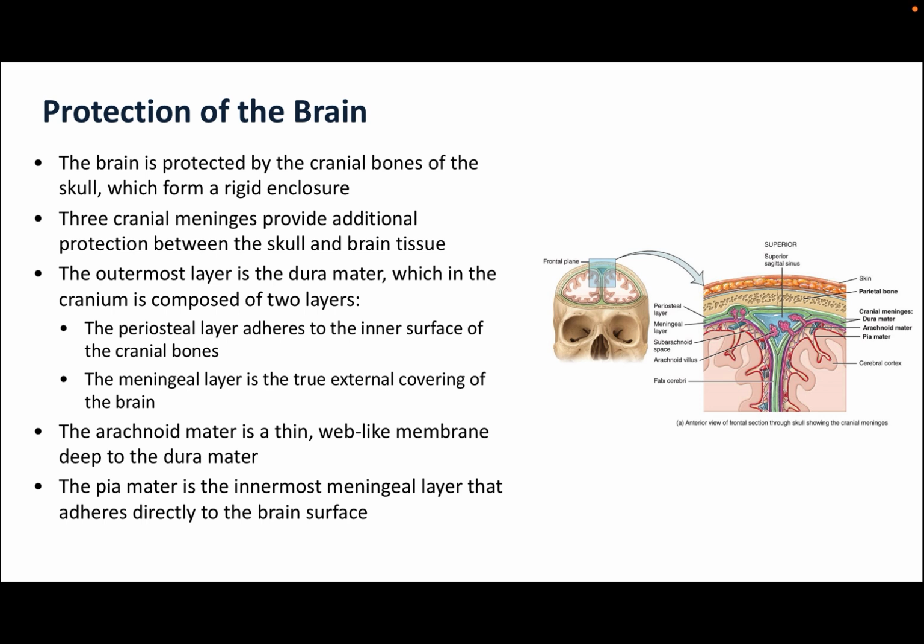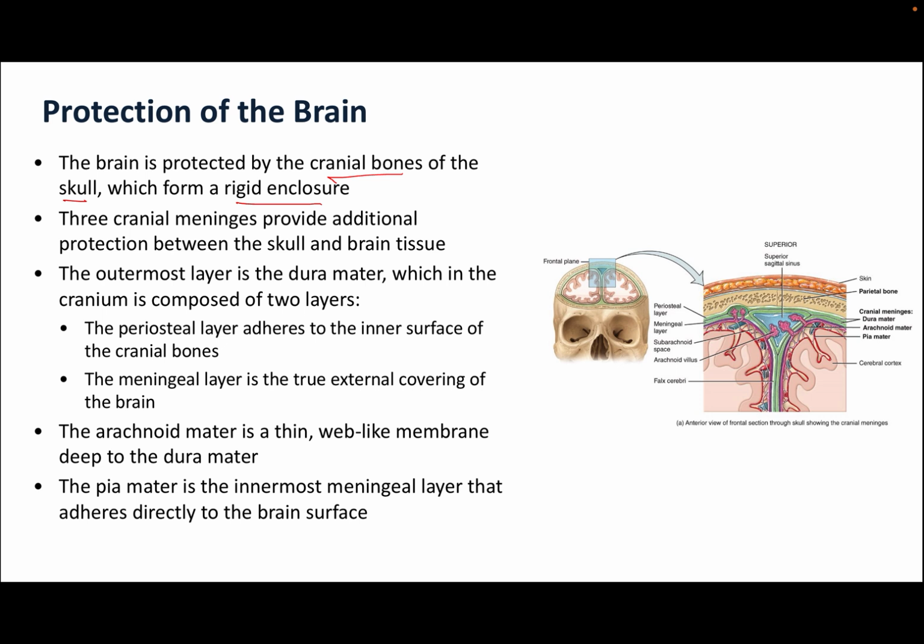Obviously the brain is a particularly important organ, so there's going to be a good bit of protection associated with the brain. There are a couple of different structures and layers that provide that protection. Our main two layers of protection are the cranial bones and the meninges. The cranial bones are formed as part of the skull, and this provides that rigid enclosure for our cranial cavity where the brain sits inside.